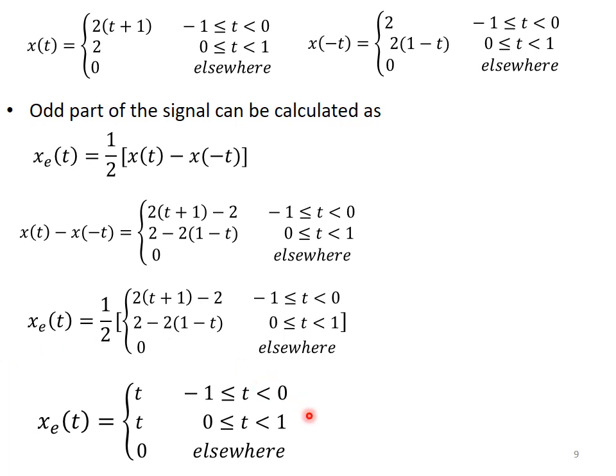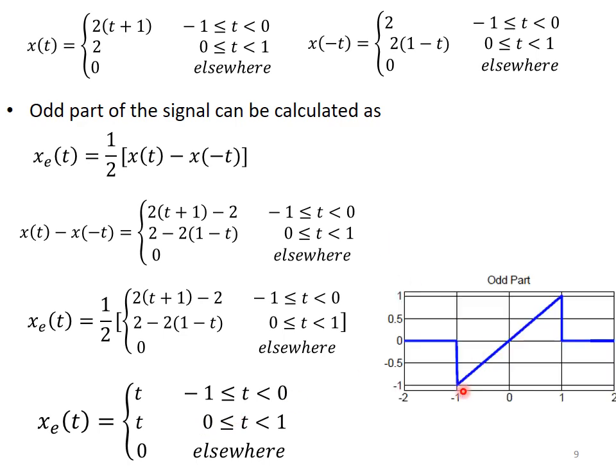Again, let us sketch the graph of this function. Now you have two ramp functions, one increasing unit ramp function starting from minus 1 to 0, and then another ramp function starting from 0 to 1. So basically you have a unit ramp function from minus 1 to 0, and then another ramp function from 0 to 1, and then 0 everywhere else. This is the odd part of this signal.